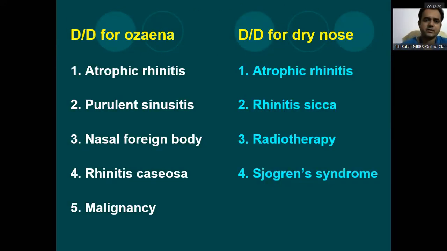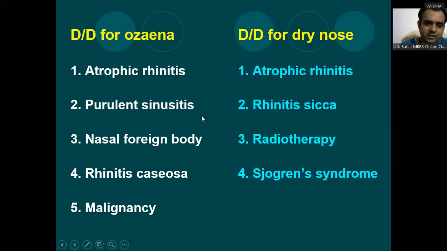Now, these are important: the differential diagnosis of ozaena and the differential diagnosis of rhinitis. So, atrophic rhinitis, that foul smell, that ozaena with that discharge, can occur in atrophic rhinitis. It can also be there in purulent rhinosinusitis, long-standing sinusitis, right? And nasal foreign body, rhinitis sicca and malignancy. Rhinitis sicca, we are going to talk about it today.